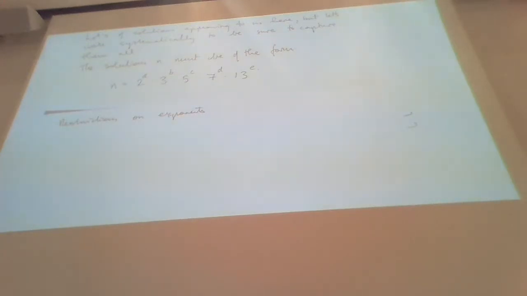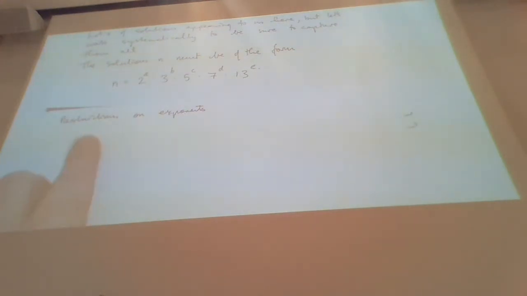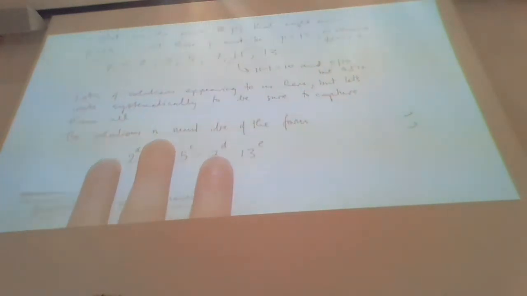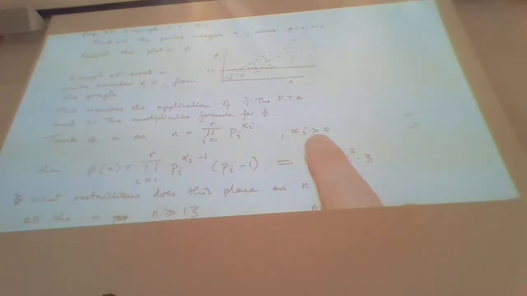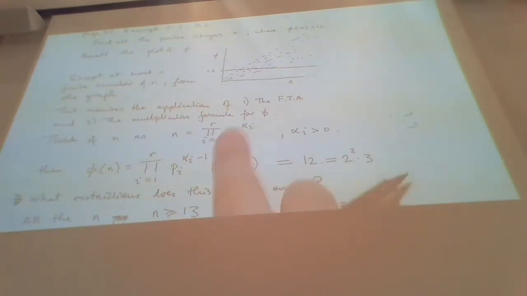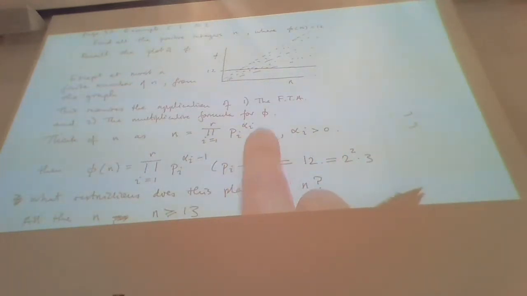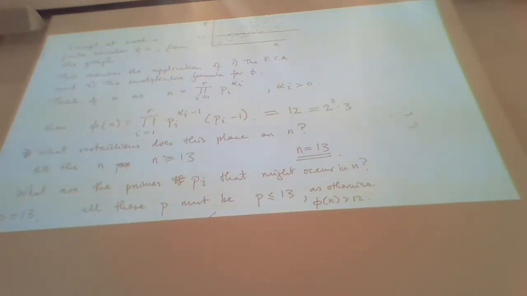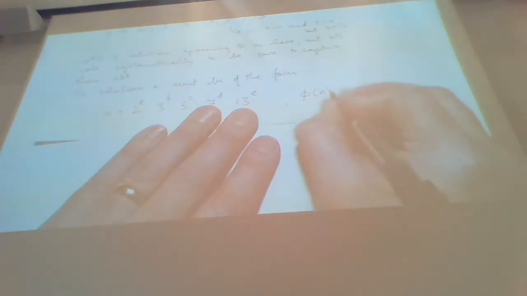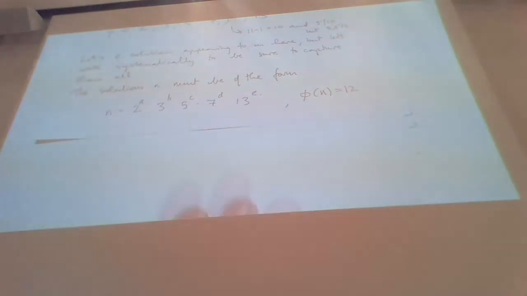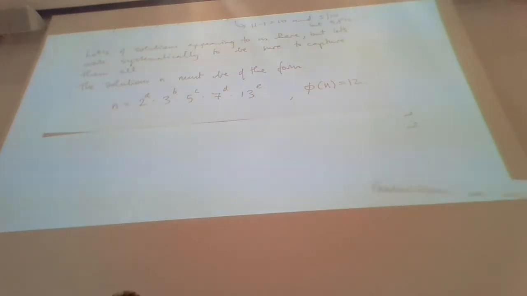Sorry? What did you add at the top? I added something. It was that the alpha i were strictly positive. That's the default position for these exponents in the prime factorization of n. But we now know a lot about this n. We need 5n to be 12. So there are restrictions on these exponents.